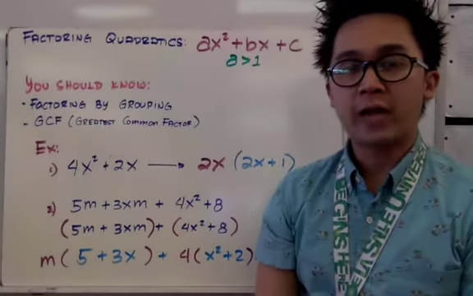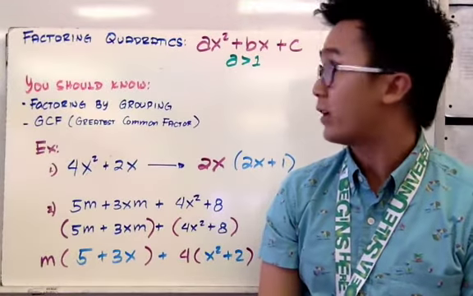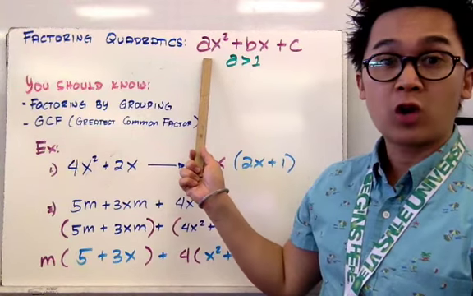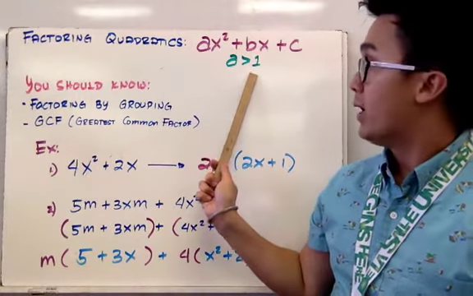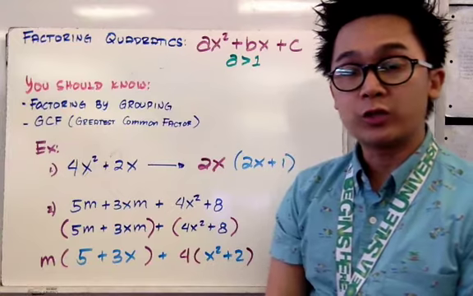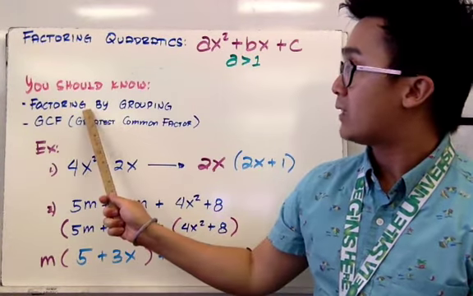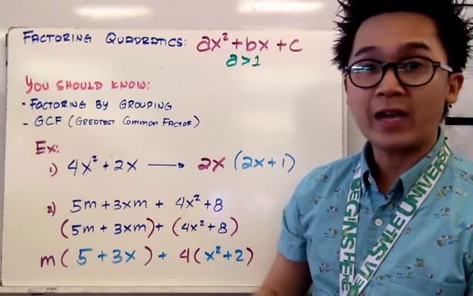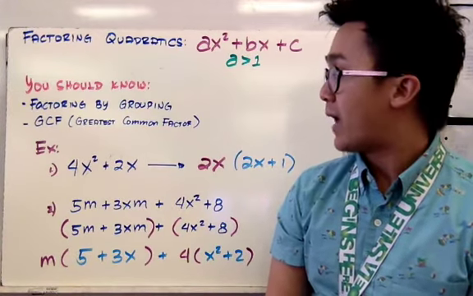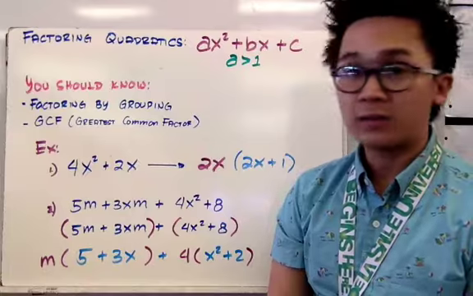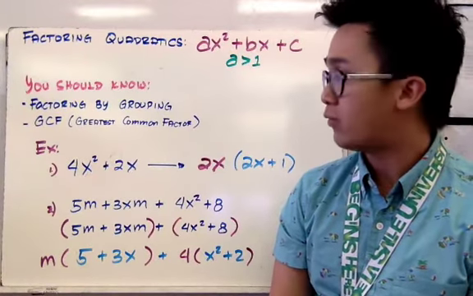Now we're going to learn how to factor quadratic equations wherein the quadratic term has a coefficient that is more than 1. So the factoring techniques that you should know to be able to factor quadratic equations like this would be the technique on factoring by grouping and factoring using the GCF. Now I have two examples here of the two factoring techniques that you have seen before.